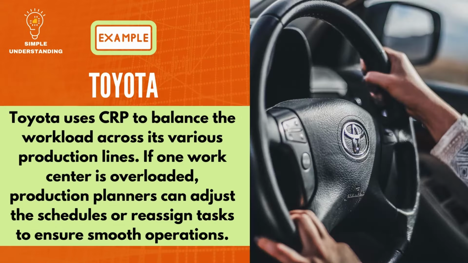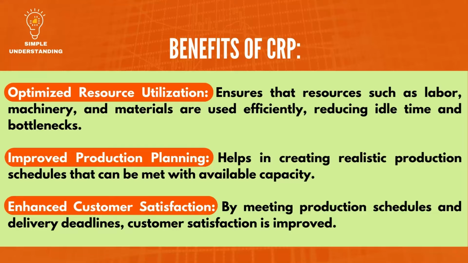Example: Toyota. Toyota uses CRP to balance the workload across its various production lines. If one work center is overloaded, production planners can adjust the schedules or reassign tasks to ensure smooth operations. 3. Benefits of CRP. A.